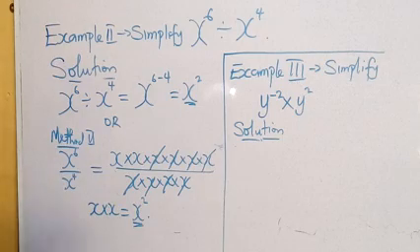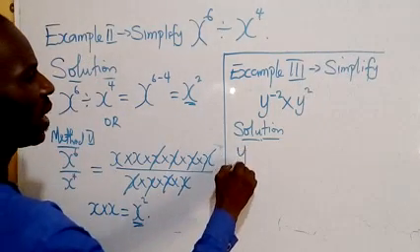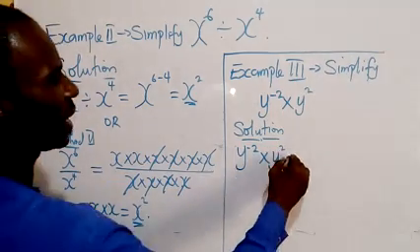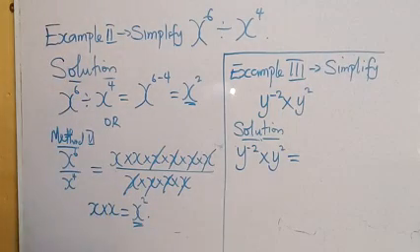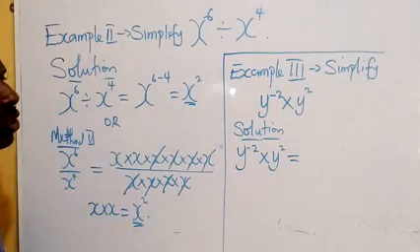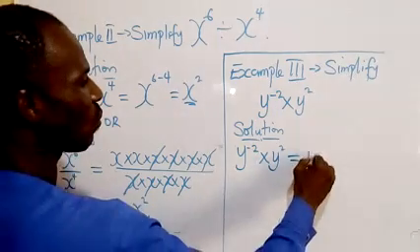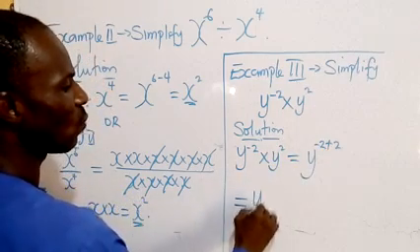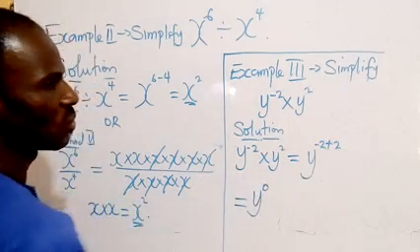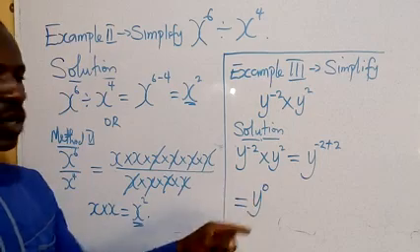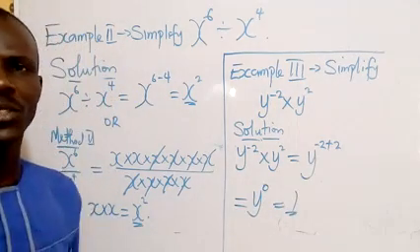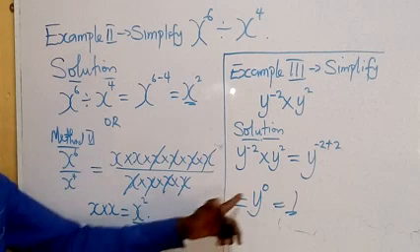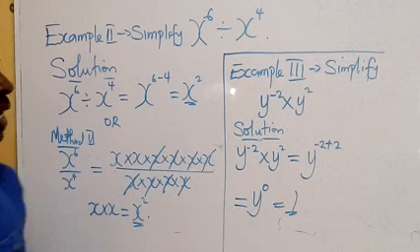Now let's look at example 3: simplify y raised to power minus 2, multiplied by y raised to power 2. Don't forget, we apply the first law here because of the multiplication. The multiplication will change to addition, and they have the same base. That will give y raised to power minus 2 plus 2. The value of minus 2 plus 2 is 0. Therefore, y raised to power 0 is 1. Don't forget, anything raised to power 0 is always 1 in mathematics, whether numbers or letters.